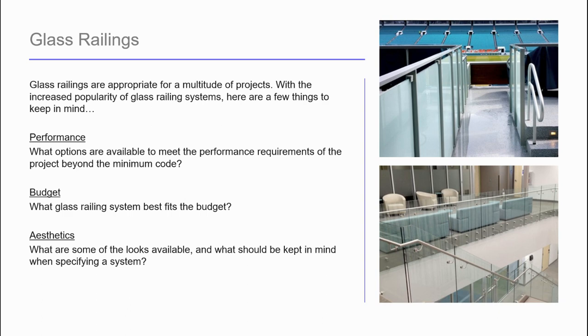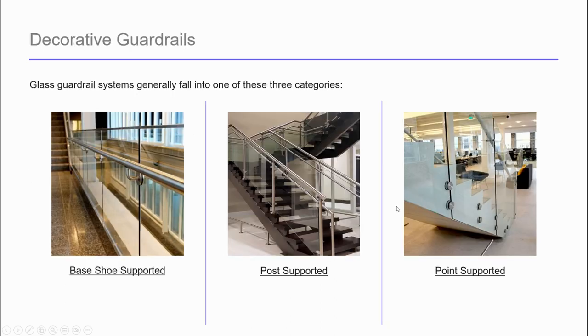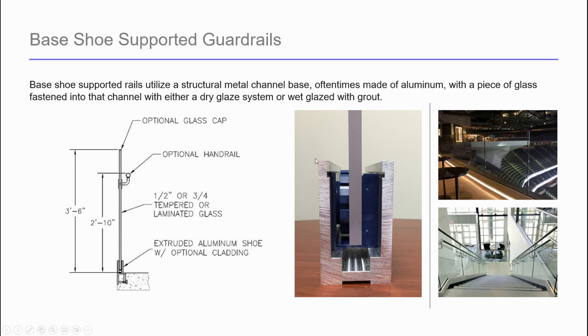So in terms of decorative guardrails, glass guardrails generally fall into one of these three categories. You have base shoe supported, post supported, and point supported. You want to think about those, the items listed here too: performance, budget, and aesthetics, of course. So some of the advantages when designing with base shoe supported guardrails are versatility, ease of attachment, and fabrication. These systems also allow you to customize your top rail and your hand railing.